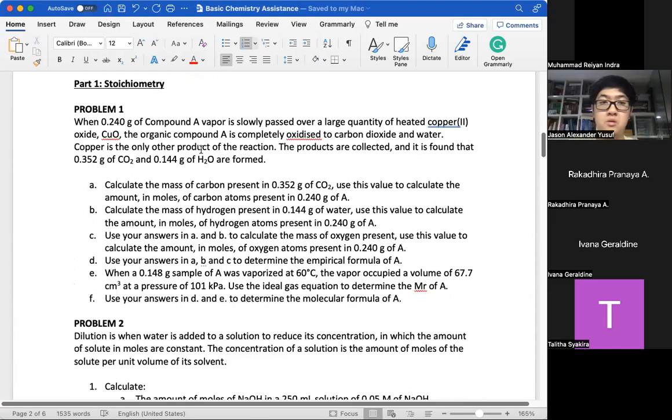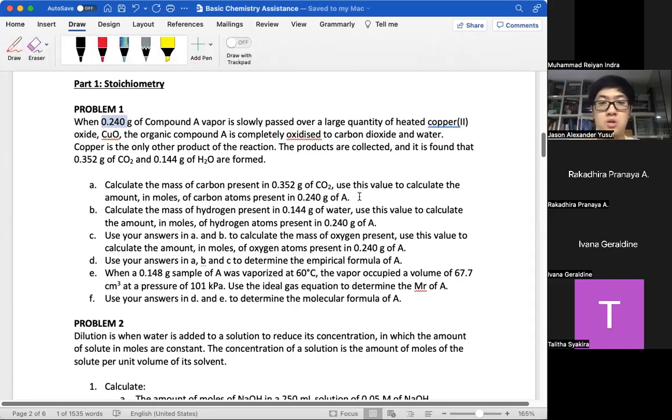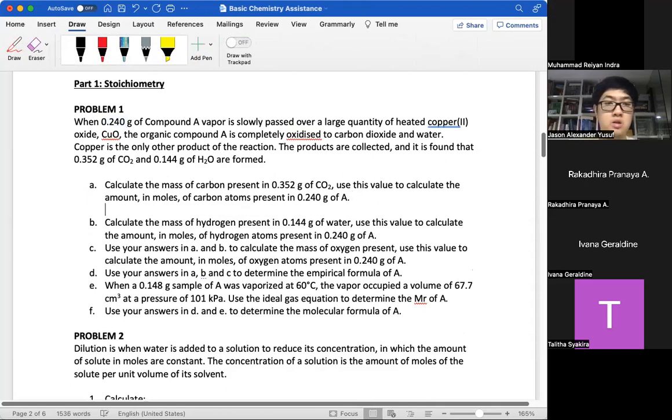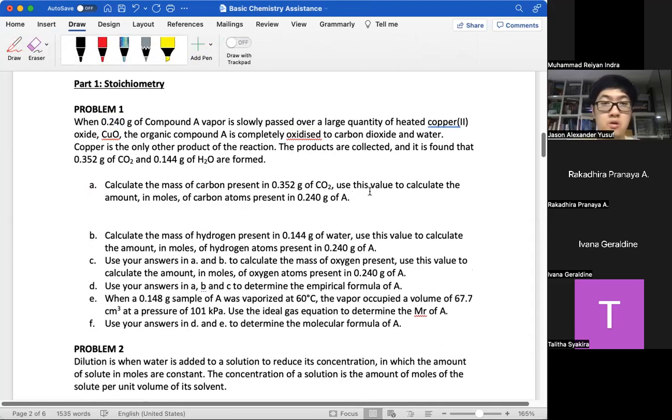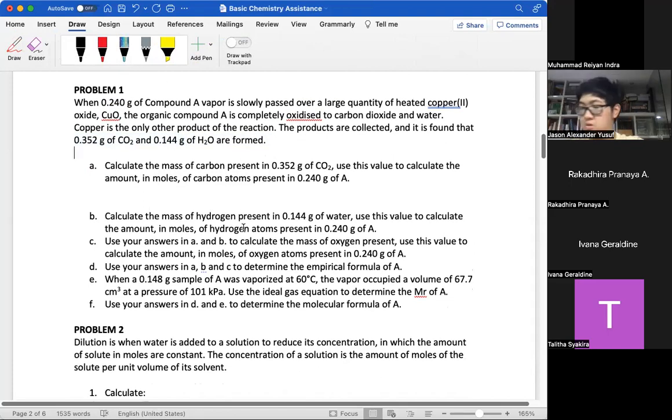Let's read the problem first, where we have 0.24 grams of compound A vapor, which is passed over copper oxide, CuO. And this compound A, even though the problem doesn't say so, you should already somehow get an idea that it's an organic compound, right? And the products that are collected, it is found that it contains these products. So for this, let's start with the calculations.